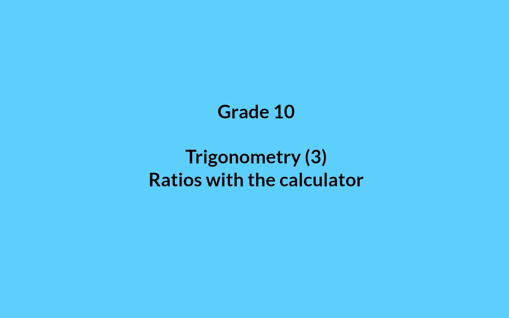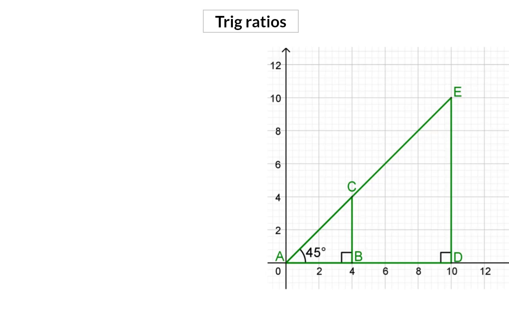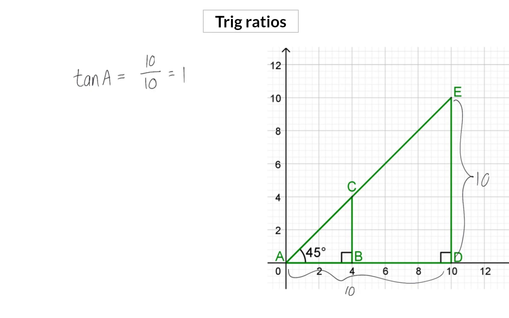In this video, we're going to have a look at how to determine trig ratios with your calculator. If we have a look at these two triangles and we want to determine the tan ratio from angle A's perspective for the big triangle ADE, we will say that the opposite side is 10 and the adjacent side is 10 as well. So the simplified ratio is 1/1.